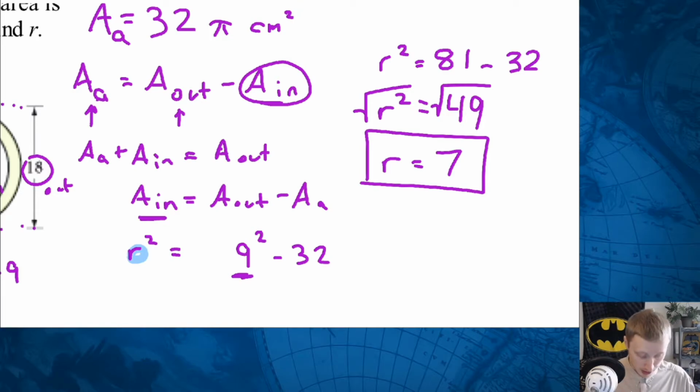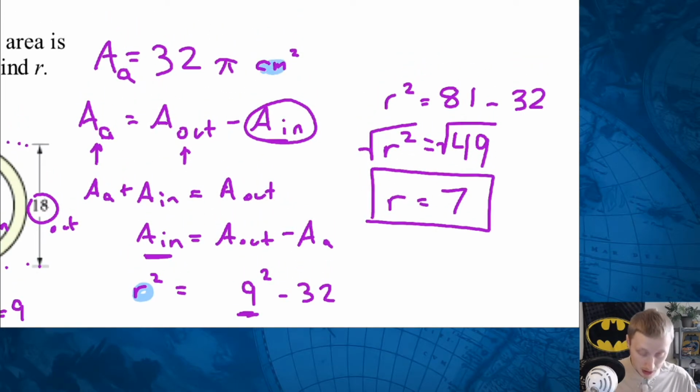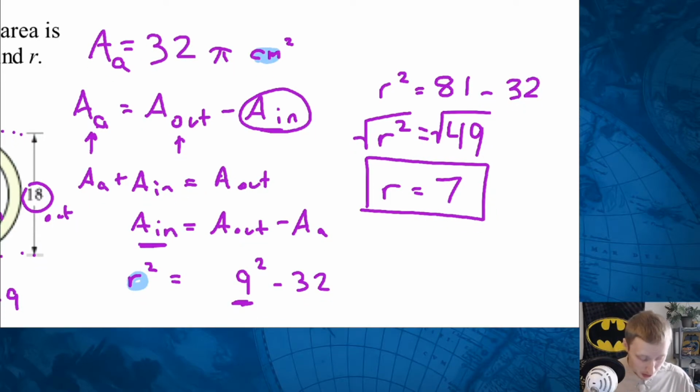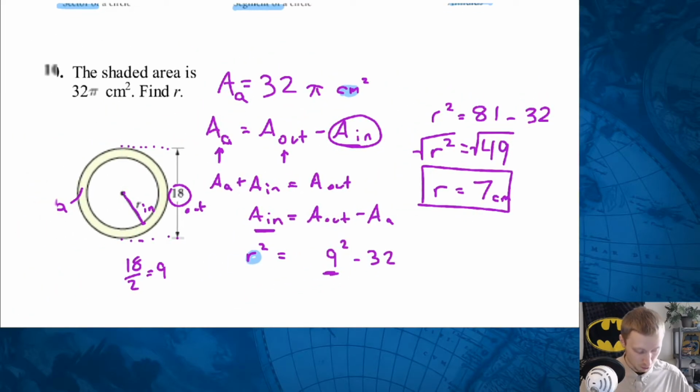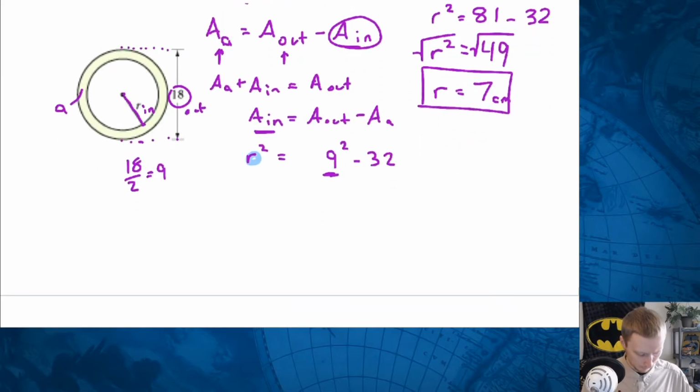Oh, wait. One little detail there. They said the area was in centimeters squared, so the units on this must be centimeters. There. Whew. Don't want to lose that half point for the units. Radius is 7 centimeters. Not too shabby, right? Not actually as complicated as it might seem at first. Let's have a look at another one.